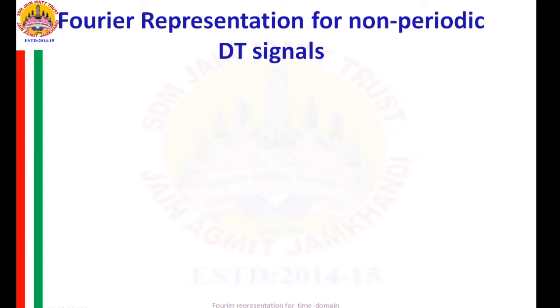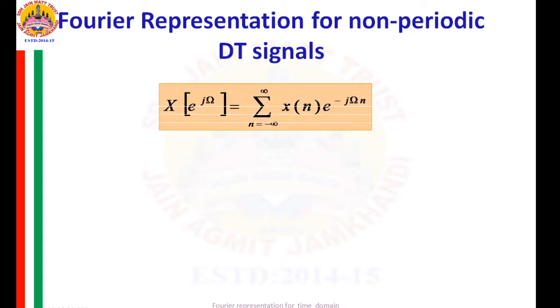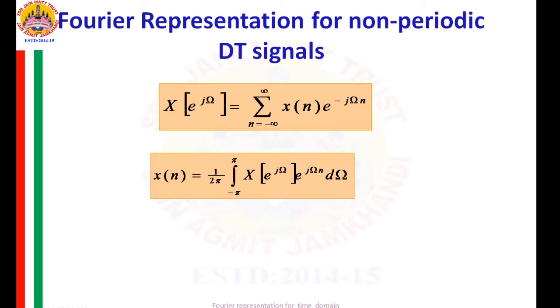So we have already concentrated in the previous session on the Fourier representation expressions for a non-periodic discrete time signal, that is called the DTFT. X of e raised to j ohm, which is the DTFT of x of n, can be expressed as summation n from minus infinity to plus infinity x of n into e raised to minus j ohm n, and the inverse DTFT expression to obtain x of n from x of e raised to j ohm is 1 by 2 pi integration from minus pi to plus pi x of e raised to j ohm e raised to j ohm n d ohm.